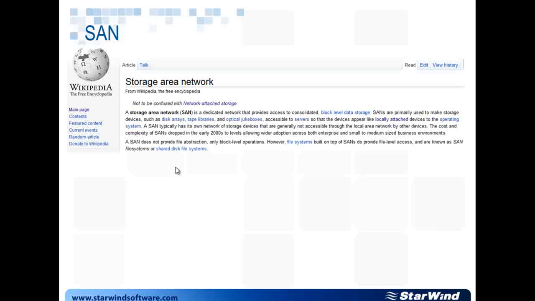Well, if you need high performance storage, then you should consider NAS, and that is a good start for the SAN topic. You should consider SAN, and what is it? Let's get back to Wikipedia again.